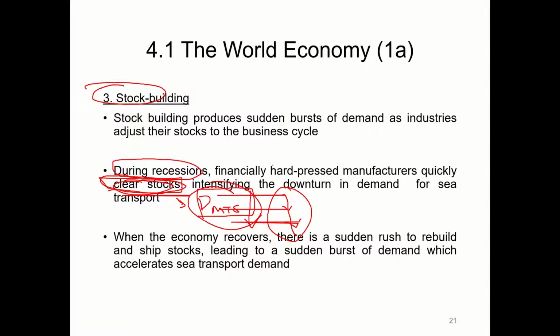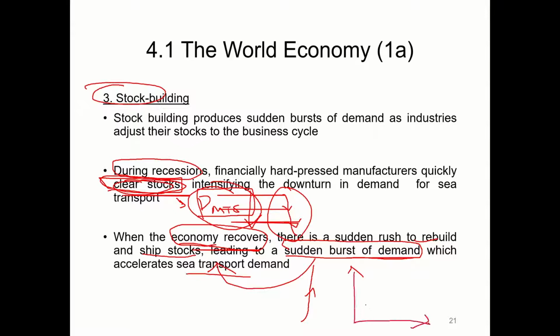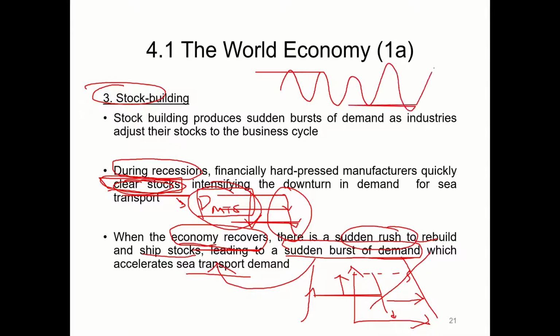The same happens when the economy starts to recover: the manufacturers will quickly rebuild their stocks to manufacture and export in large quantities. So this sudden burst of demand will increase the demand for sea transport. We'll see a sharp increase in prices because there is a sharp increase in the demand for maritime transport. What happens when they go for a sudden rush to rebuild the stocks? It will cause a sharp increase in demand, so sharp that you see a very high increase in prices. And this explains why the shipping cycle is so cyclical in nature.